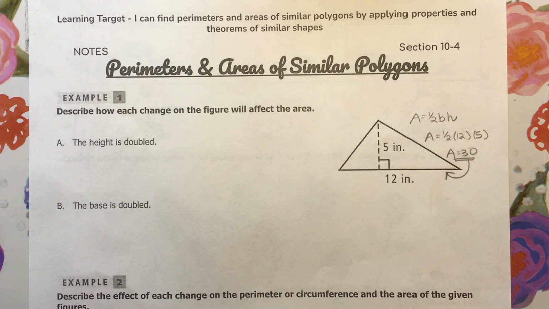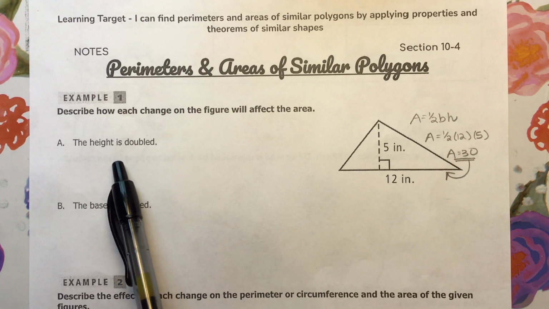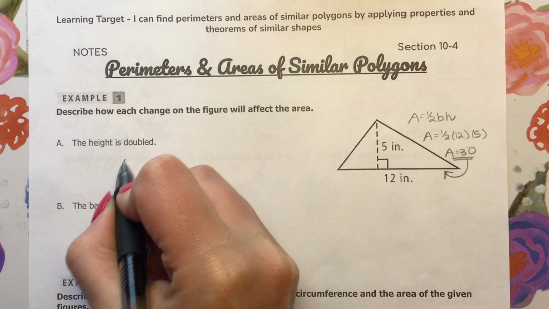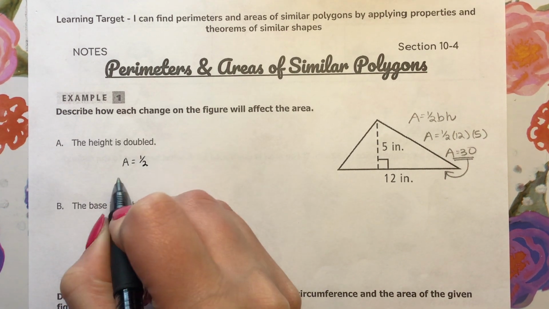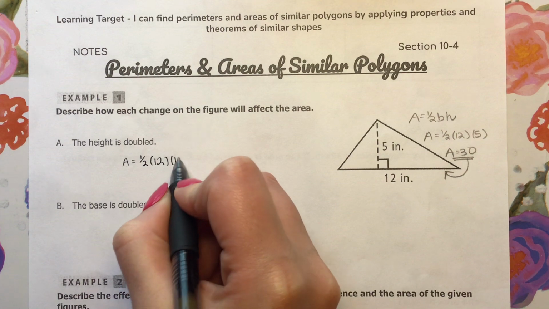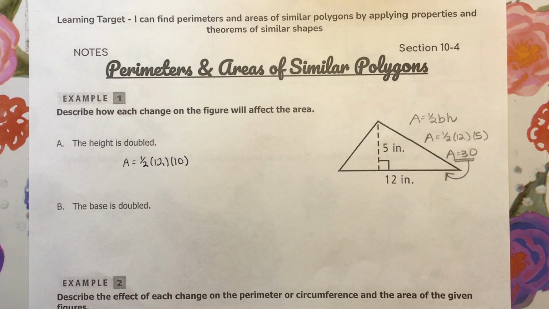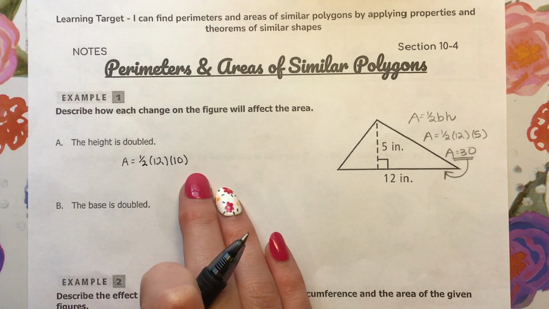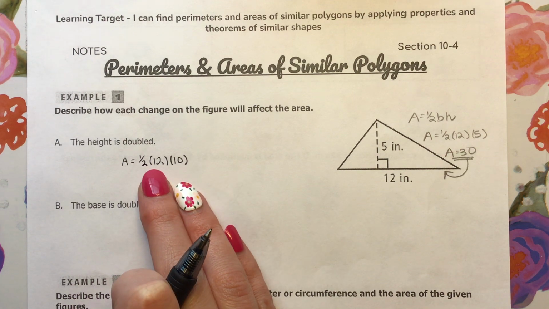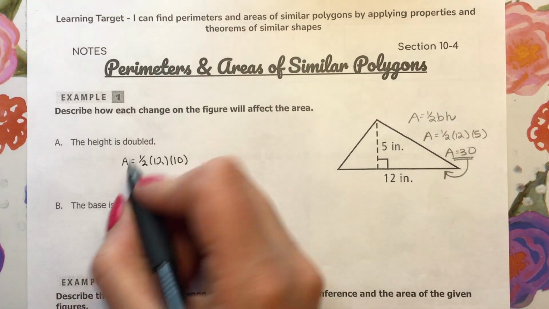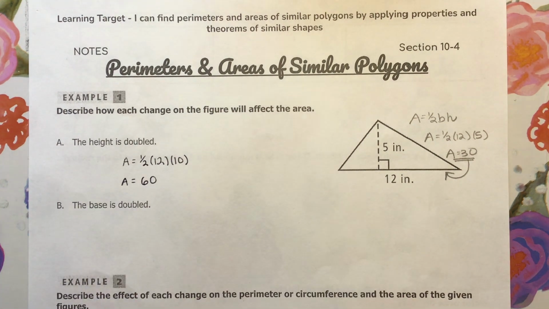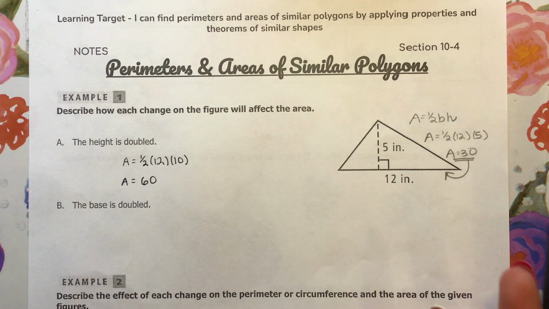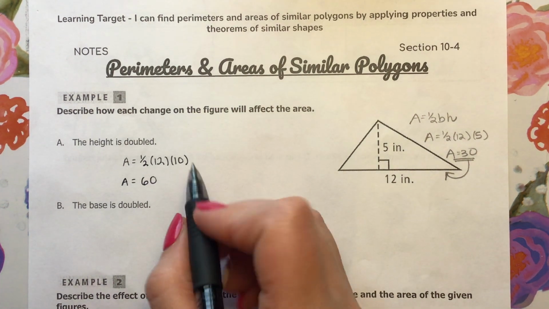But what happens when I double the height? So let's do it again and now make the height 10 just to see what happens. I'm going to say area is equal to 1/2 base 12 times height 10. When I put that into my calculator, 1/2 of 12 is 6, and 6 times 10 is 60. So notice the area is equal to 60 now. How does 30 and 60 compare to each other? The area has doubled. So when the height doubled, the area doubled.